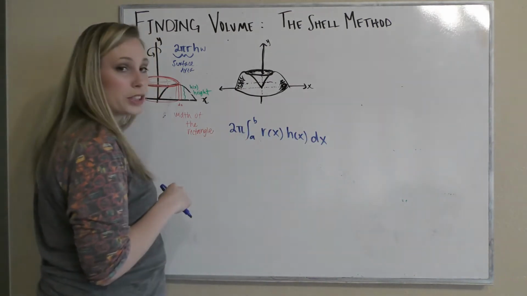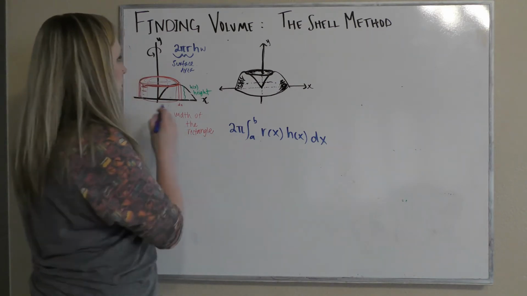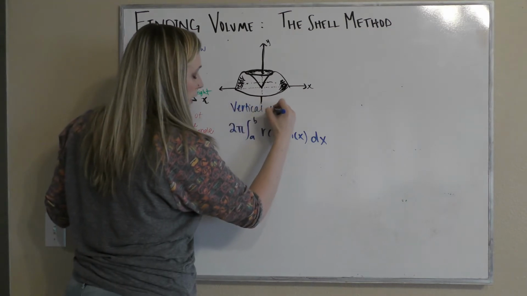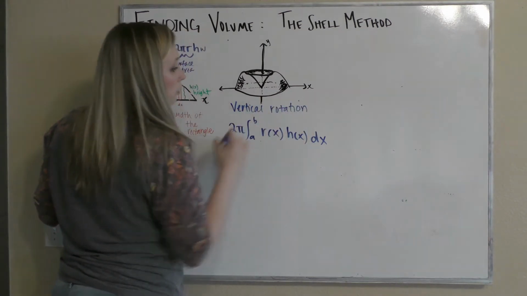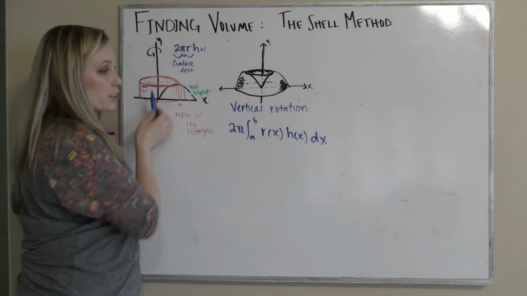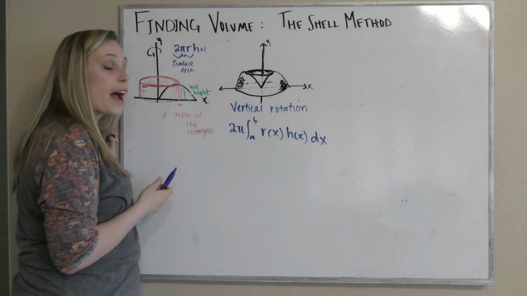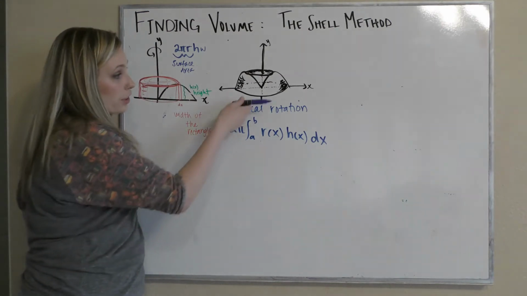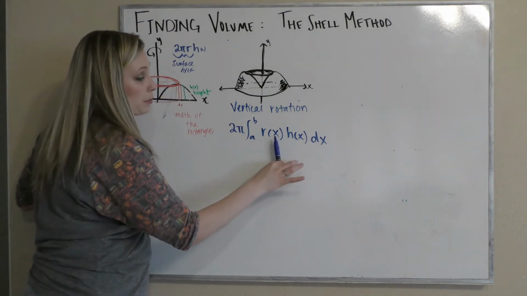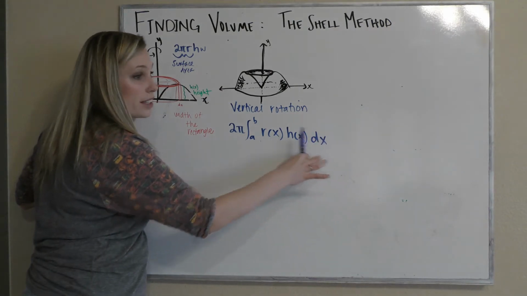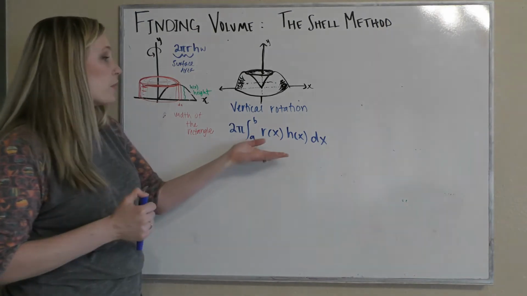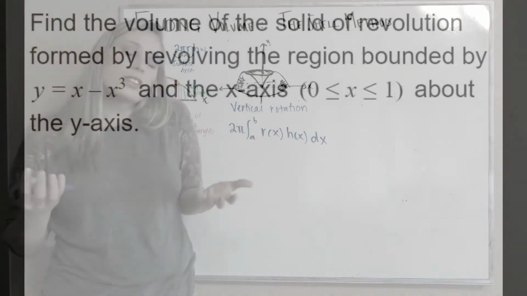This formula is going to work every single time you do a vertical rotation. Remember, you're going to make your rectangles parallel to the axis of rotation. So as you would guess, if we were to do a horizontal rotation, we would do exactly this, but we would change this to a y, and that to a y, and this to a y. Now that we've built this and we know where these shells are coming from, let's do an example.